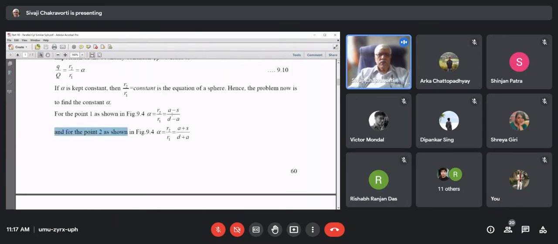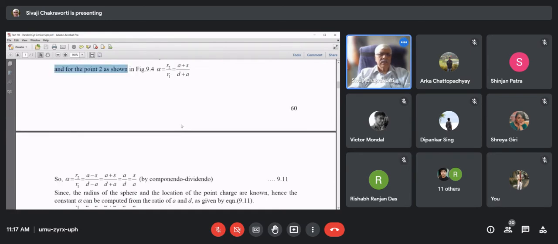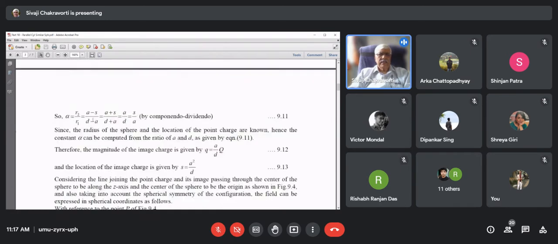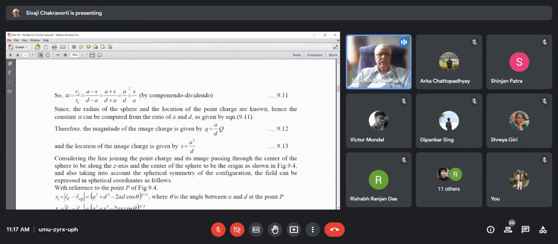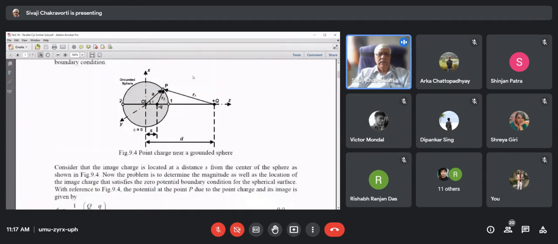But now both the points being on the surface of the sphere, this constant alpha being the same, this ratio must be the same. So we write this ratio must be the same and we do componendo and dividendo, and we find, very interestingly, a ratio that is A by D. That is A and D, look at it. A is the radius of the sphere. D is the distance of plus Q from the center of the sphere.